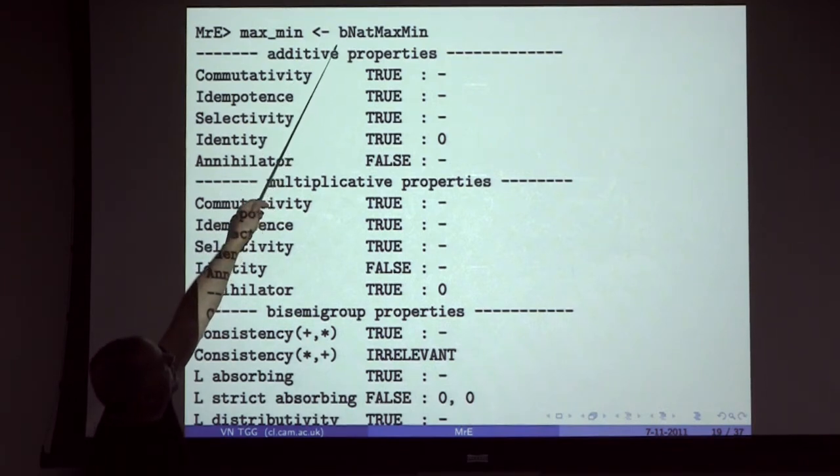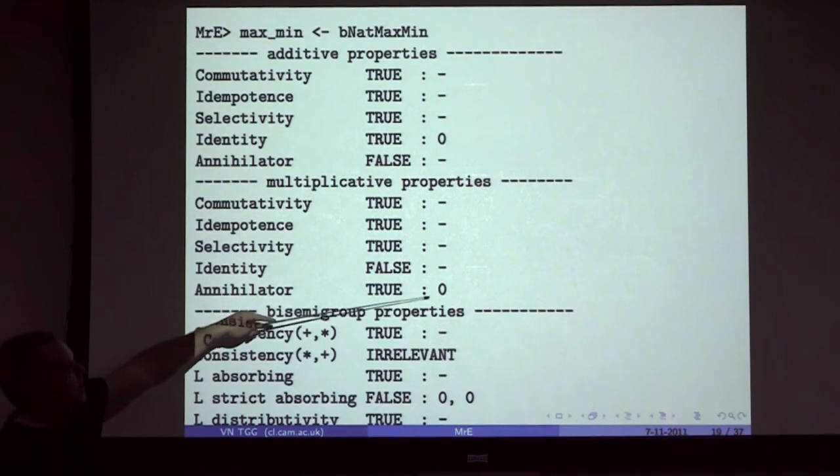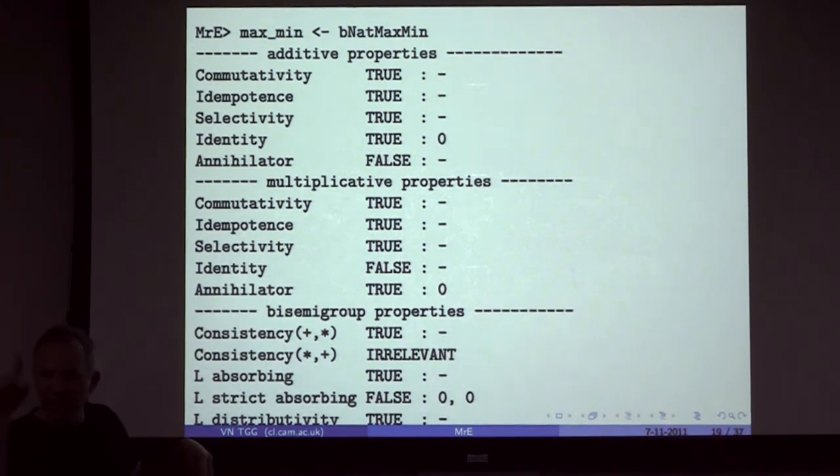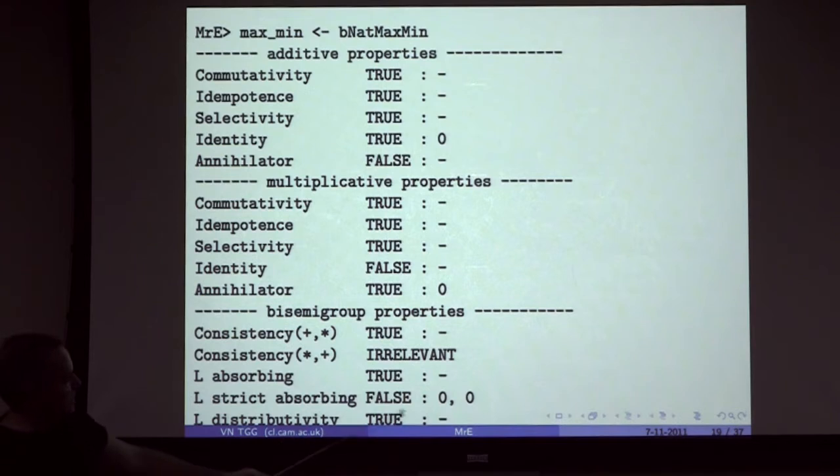I'm just saying this bisemigroup is natural numbers with max and min. And the system will actually spit out 60 or 70 properties, and I'm just showing you the interesting ones. It knows the properties. For example, there is an annihilator. It's true, there is an annihilator. And there's the witness, because having an annihilator is an existential statement. For this one, the existential statement is there exists A, there exists B, and there are the two witnesses that inhabit that thing. Okay, so not so interesting.